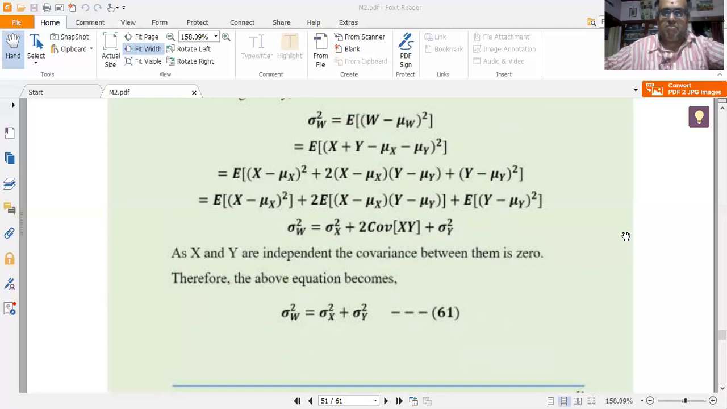As x and y are independent, the covariance between them is equal to 0. So the middle term becomes 0, because 2 into 0 is 0, as covariance of xy is 0 when x and y are independent. So sigma W squared is equal to sigma x squared plus sigma y squared, which is one of the most important equations in multi-dimensional random variables. Call it equation 61.